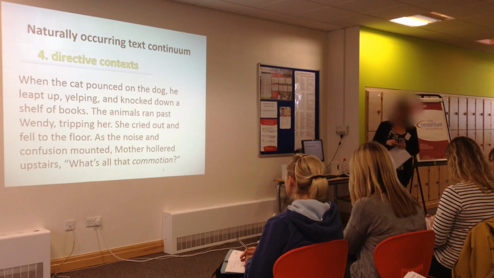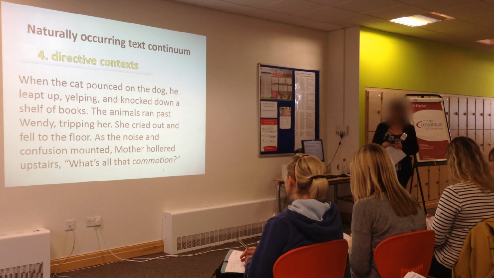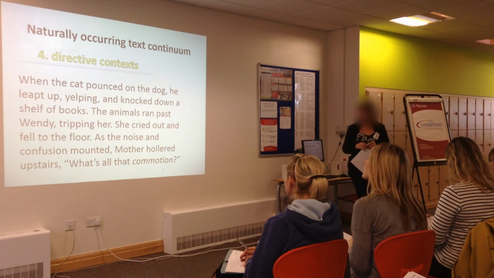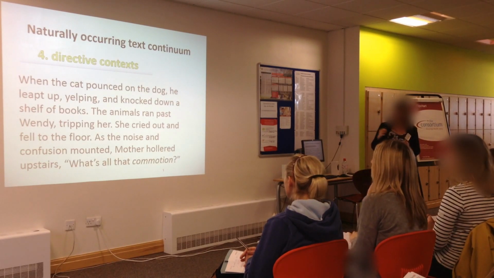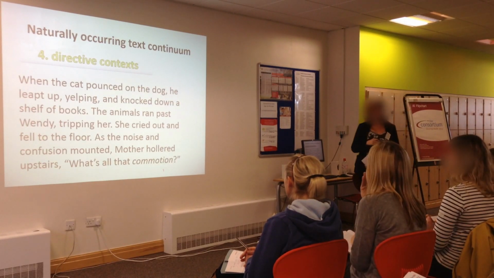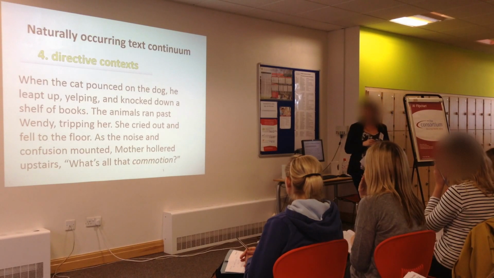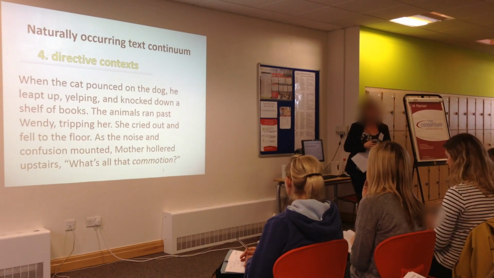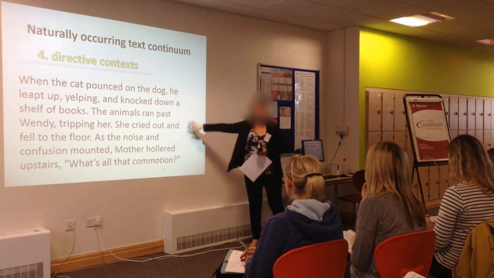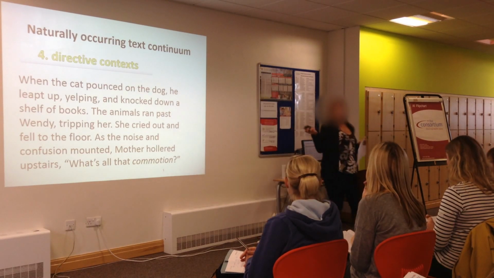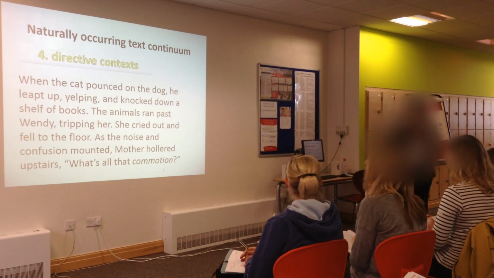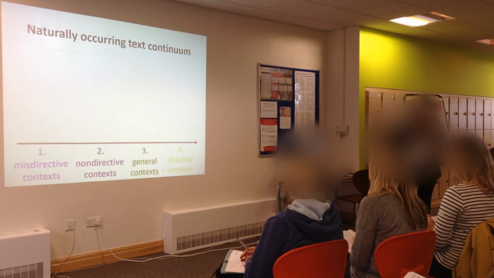And then the final one is directive. So when the cat pounced on the dog, he leapt up yelping and knocked down a shelf of books. The animals ran past Wendy, tripping her. She cried out and fell to the floor. As the noise and confusion mounted, Mother hollered upstairs, "What's all that commotion?" So you can see already we've been given all of these clues to know what commotion means. So that's the fourth version of the context that Beck came up with.